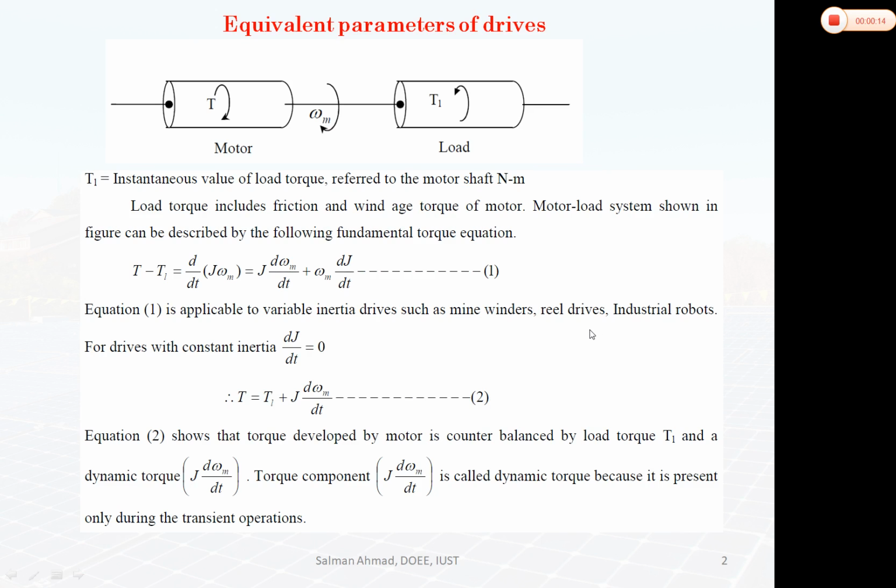In the last lecture I discussed the dynamics of electrical drives. I discussed the electric motor which is driving a load. The motor is developing a torque T and it is rotating at a speed of omega m. The load will have a counter torque, that is TL. The equivalent system was having one combined moment of inertia J.